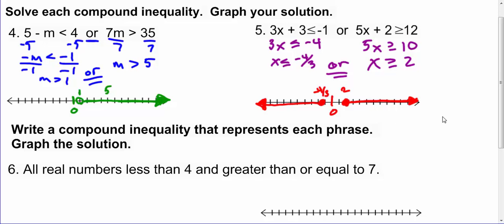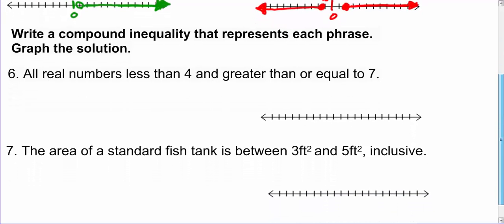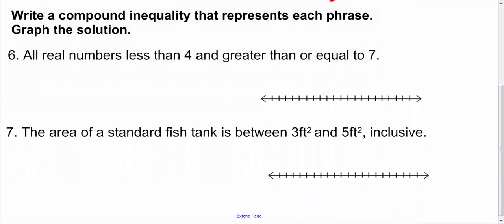Alright, let's take a look at the next one. Write a compound inequality that represents each phrase, and then we'll graph the solutions. A real number that is less than 4 and greater than or equal to 7.